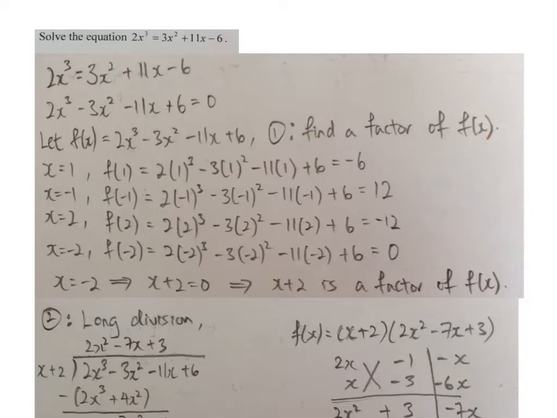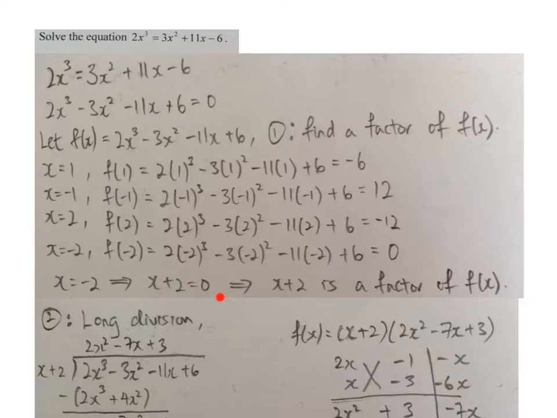The method to do this is trial and error. So I first let x equal 1, and I sub x equals 1 into my f(x), I get -6. What I'm trying to get is a value which is 0. Can you see? I try first x equals 1, followed by x equals -1, x equals 2, and x equals -2. Finally, I get 0. When I sub x equals -2 into my f(x), I get 0.